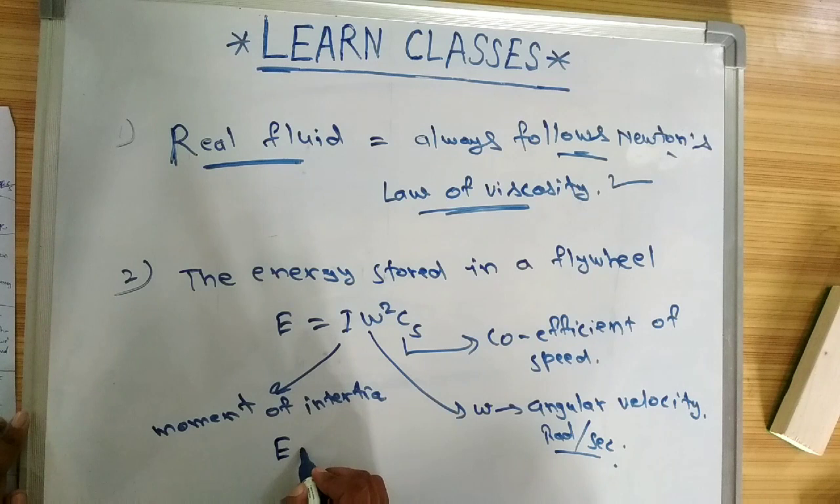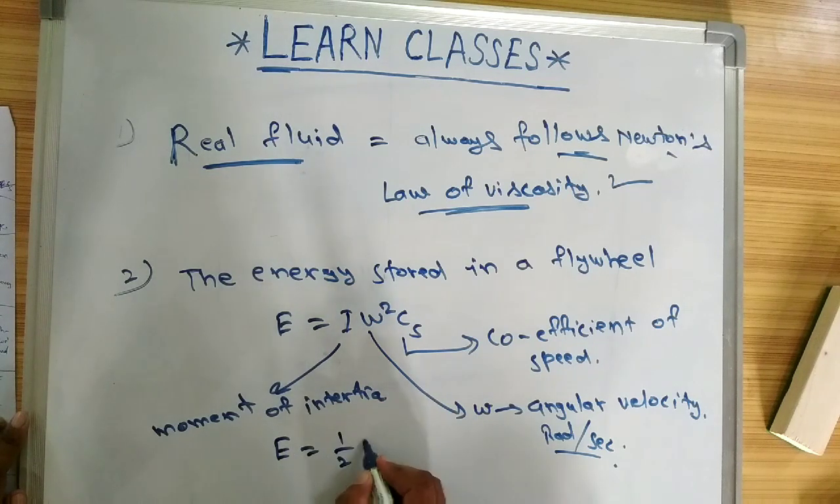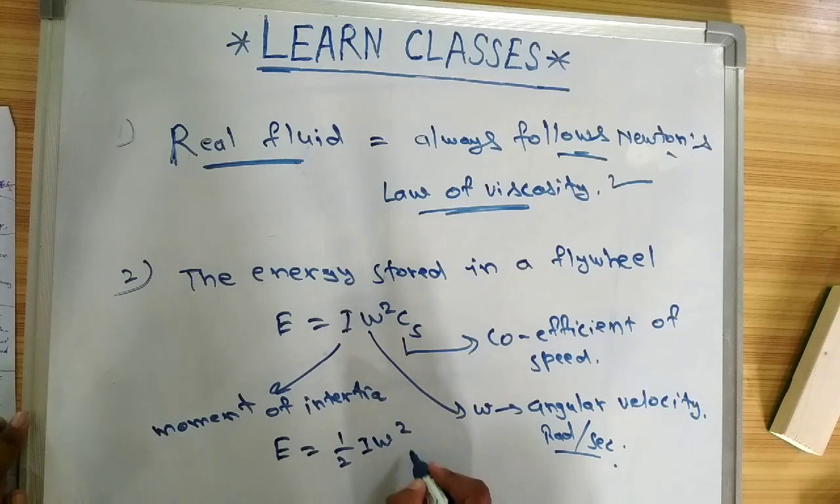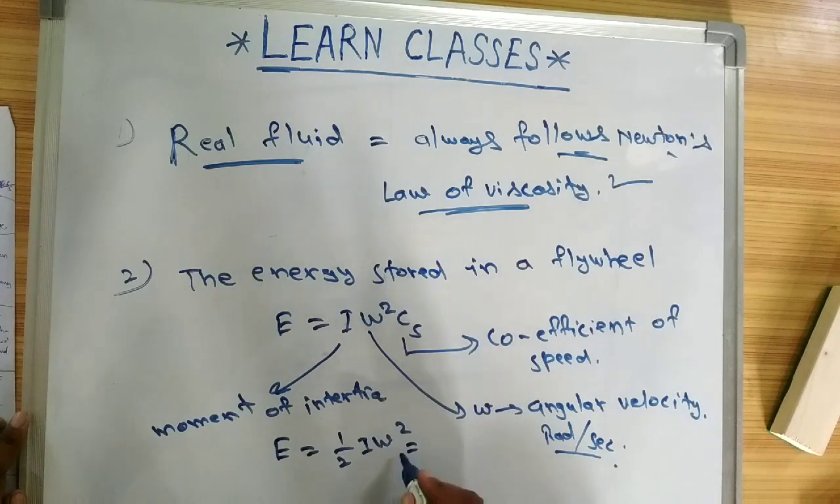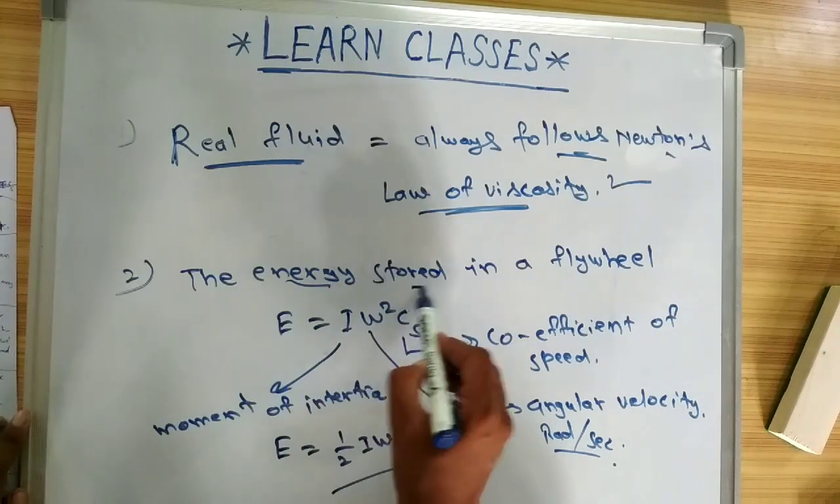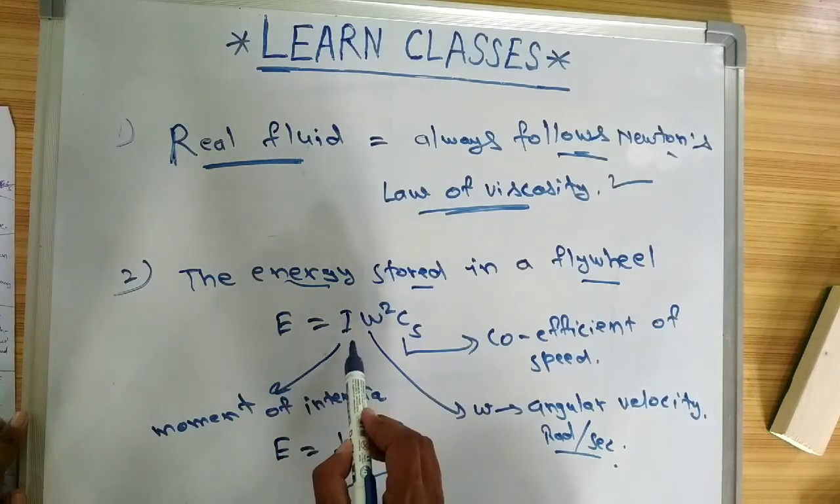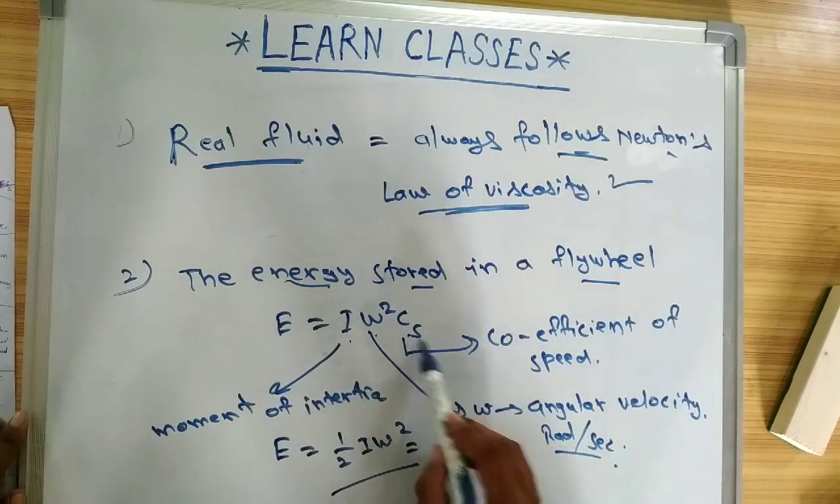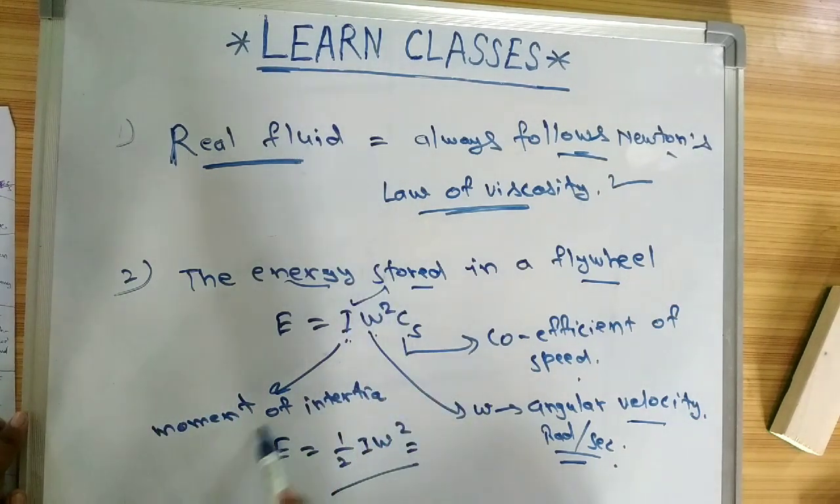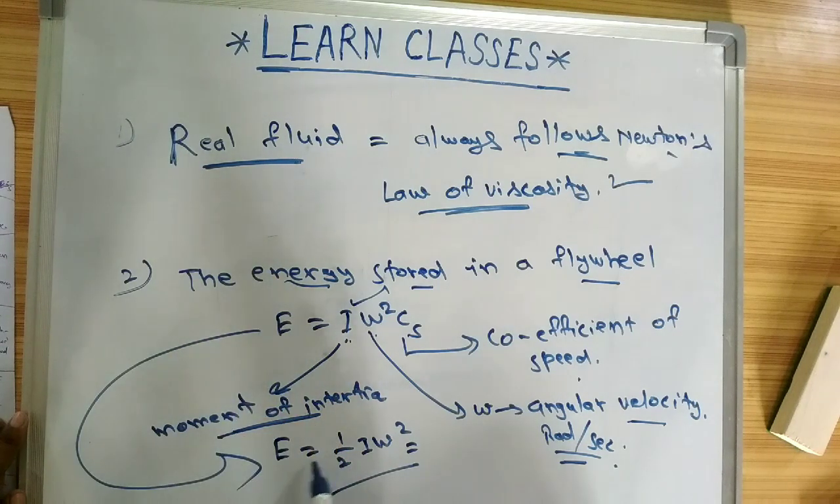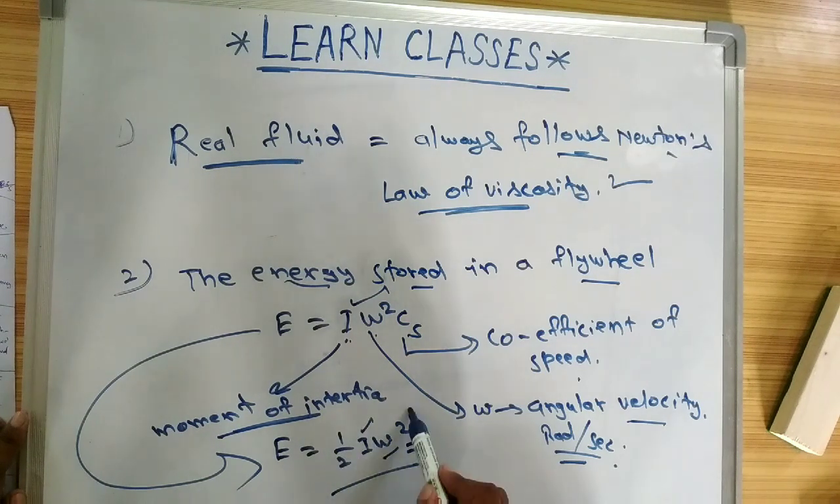Energy stored in a flywheel is also equal to half I omega square. So the energy stored in a flywheel is equal to I omega square Cs, where Cs is the coefficient of speed, omega is the angular velocity in radian per second, and I is the moment of inertia. Energy has two formulas, and the other formula is half into I omega square.